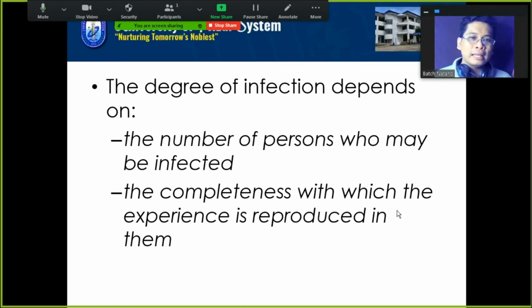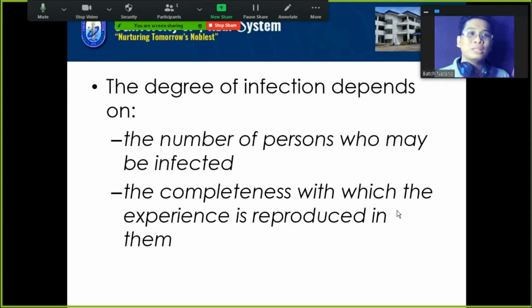Halimbawa ay how does it manifest to you? Yung infection na yun. Halimbawa, na-infect ka na totally ng K-drama na yan. How much have those K-drama emulated in you? How much have you emulated the Korean in you, the K-drama addict in you? Parang ganun yung the completeness with which the experience is reproduced in them. So, totally, pati buhok mo, binago mo na, yung outfit mo, binago mo na, nag-aaral ka na rin na magsalita ng Korean, ayun. So, yung degree of infection mo is nandun sa degree of experience mo.